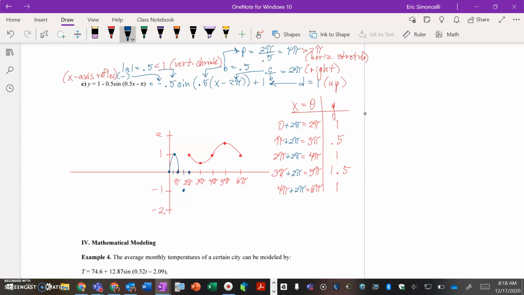So here's your basic parent function for sine, of which now you can hopefully see from blue to red, you are making those transformations. You're shifting it to the right by 2 pi. You are horizontally stretching it thanks to this b value. You are vertically shrinking it. You are x-axis reflecting it, and you are shifting it up 1. All of those things, please take a look at.